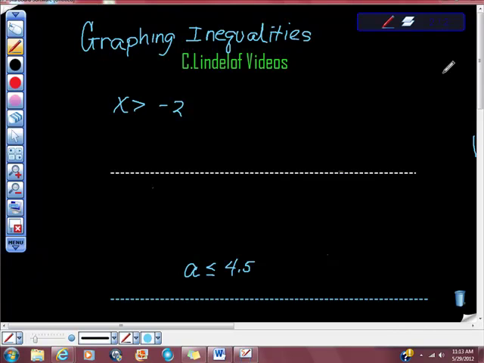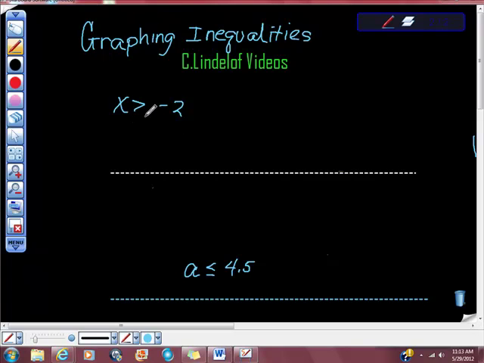I wanted to take 3 minutes today to try to talk about graphing inequalities. And if you're sitting here going, oh, I'm a calc student, why would I care about this? I would like you to hang in there with me for a second because I want to show you what the interval notation looks like.